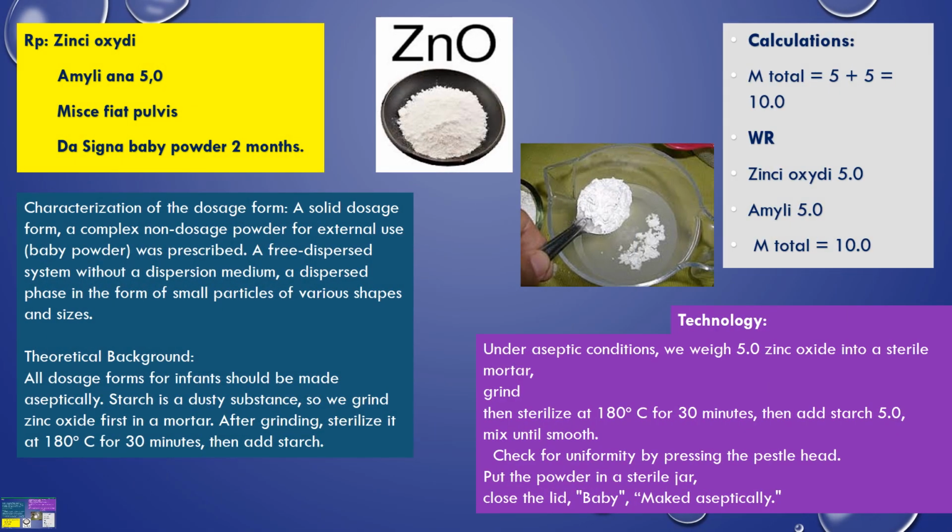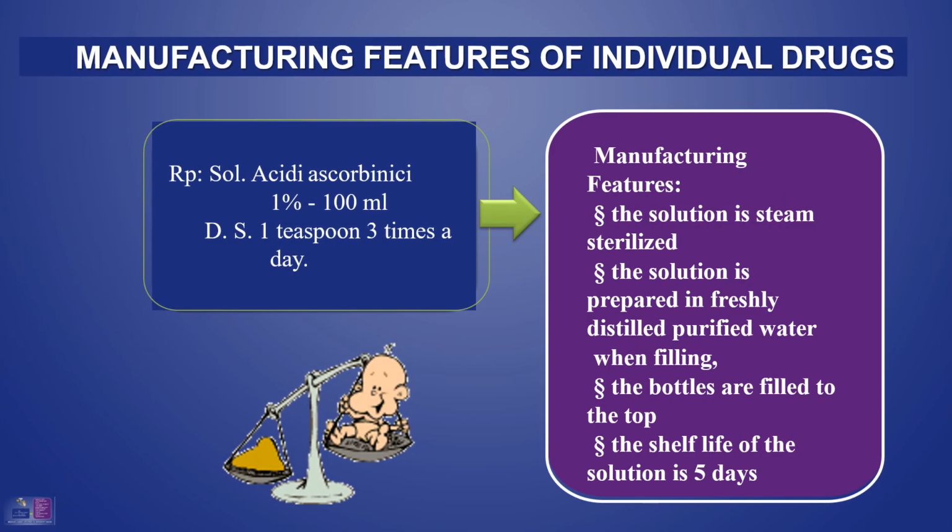The following is a zinc oxide powder prescription for a 2-month-old baby. Powder under aseptic conditions is prepared according to general rules. Here you see a prescription for a solution of vitamin C, which is also prepared and sterilized under aseptic conditions according to the general rules of technology for children's dosage forms.